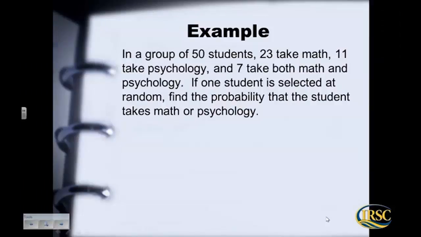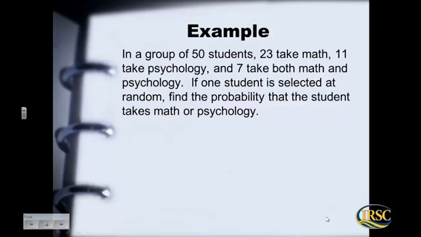In a group of 50 students, 23 take math, 11 take psychology, and 7 take both math and psychology. If one student is selected at random, find the probability that the student takes math or psychology. So what is the key word here? Or, and then you have to ask yourself, is it possible for the student to take math and psychology at the same time? Yes, okay, so it's not mutually exclusive. That means you must subtract that part.